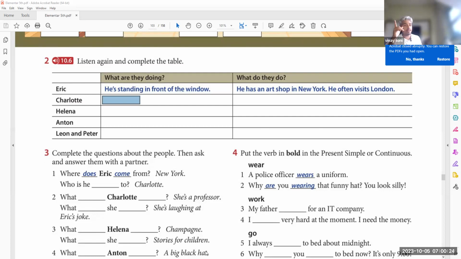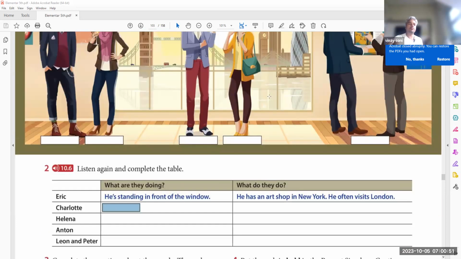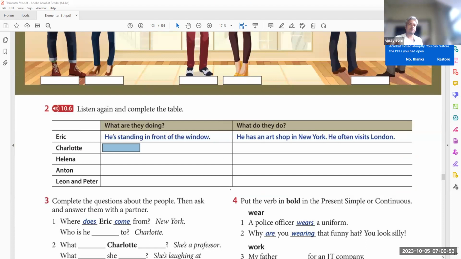That picture over there is one of his. It's called The Tree. Really? Wow, it's beautiful.